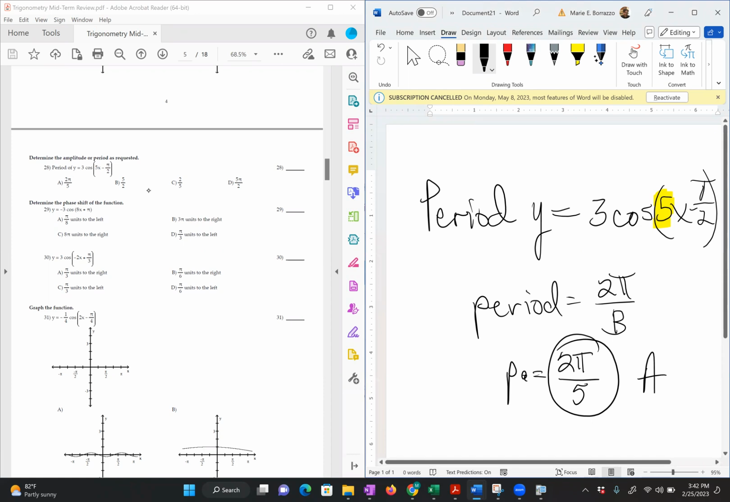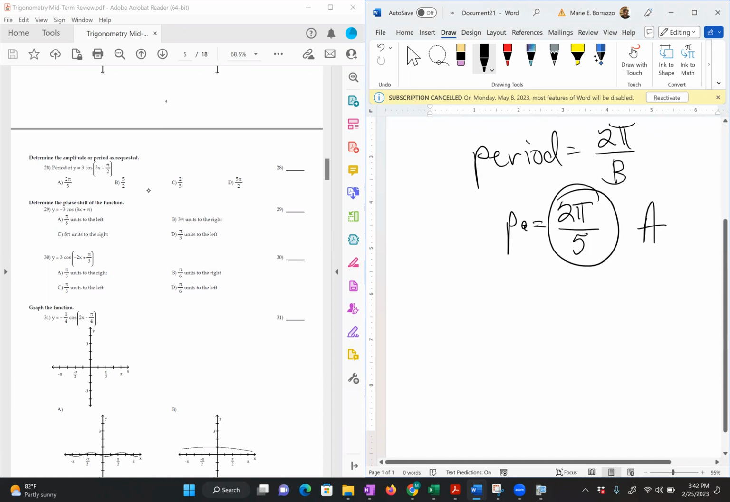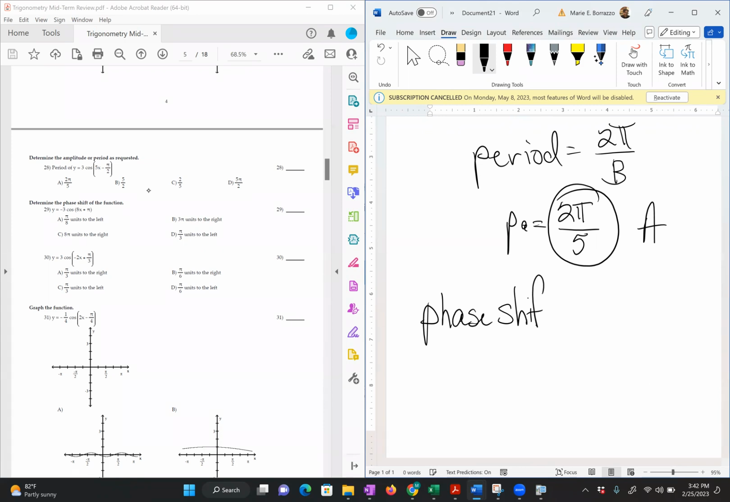All right, number 29. Take a quick look at 29. I want to determine the phase shift of this function. So remember, phase shift is the formula C over B. In our case, our C is pi over B, which is 8. So for number 29, I believe our answer is right in our face. It's A again.